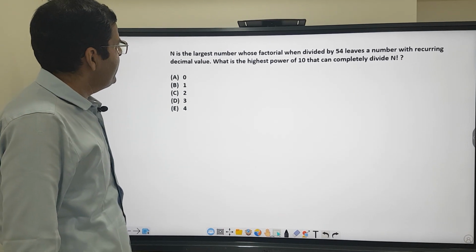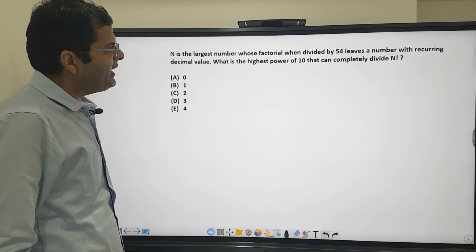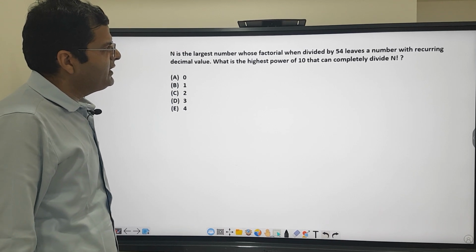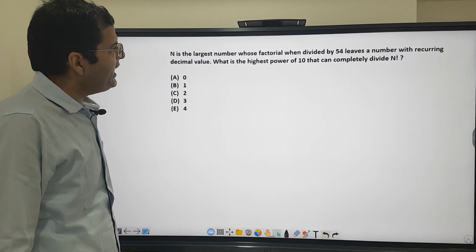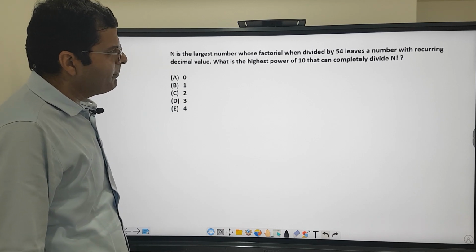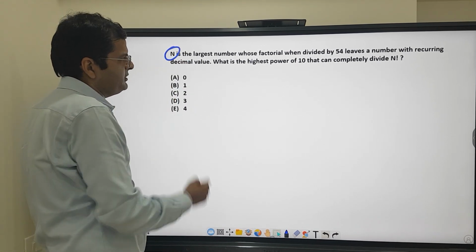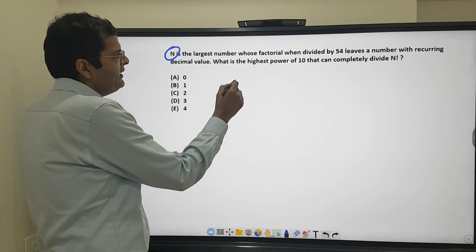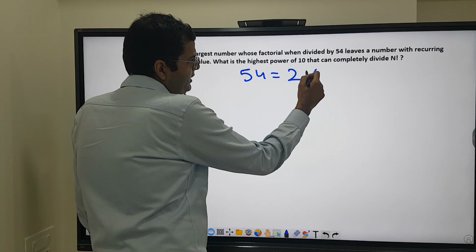So the question says n is the largest number whose factorial, when divided by 54, leaves a remainder with a recurring decimal value. What is the highest power of 10 that can completely divide n factorial? We have to find the value of n first. Now if you look at it, the prime factorization of 54 is 2 into 3 cube.